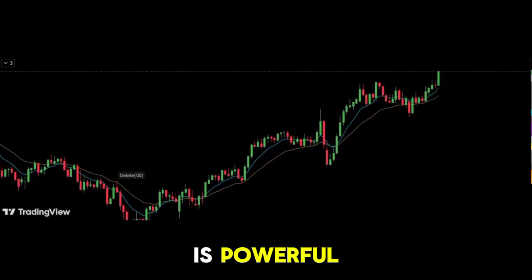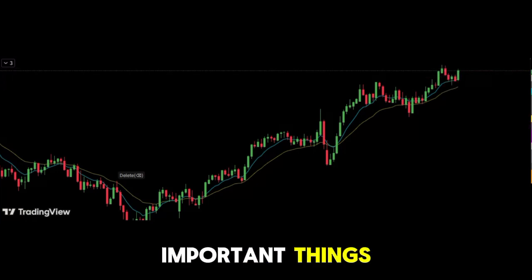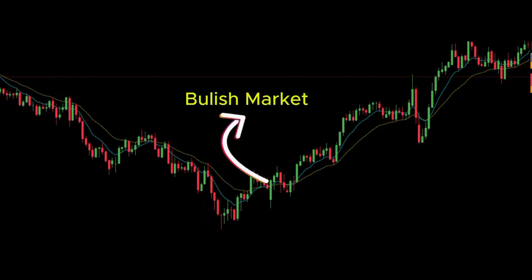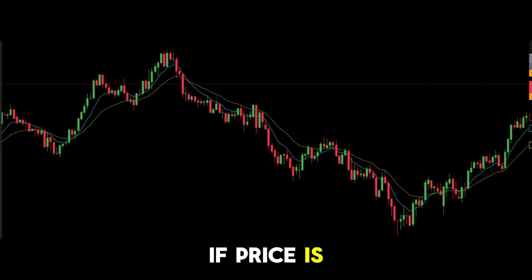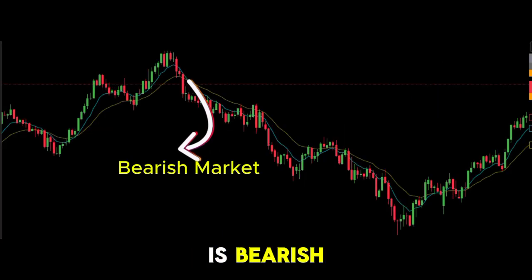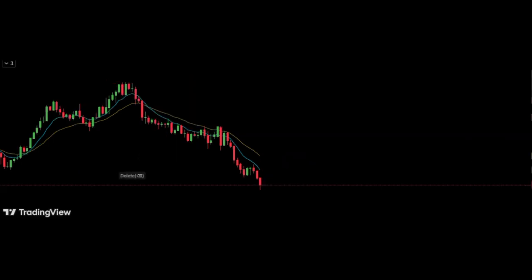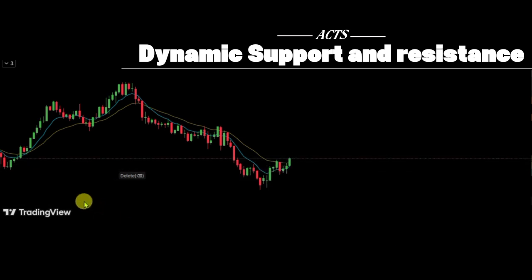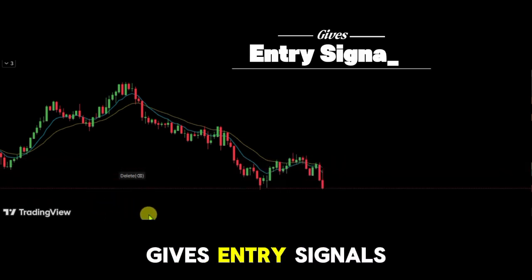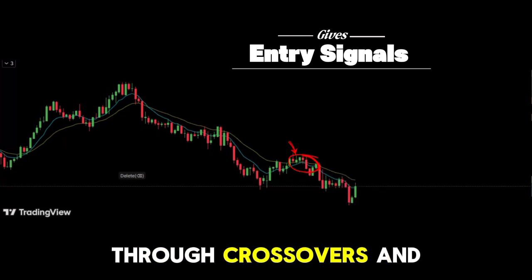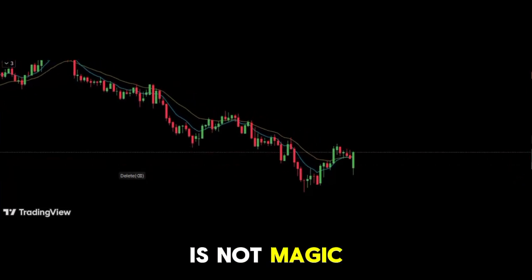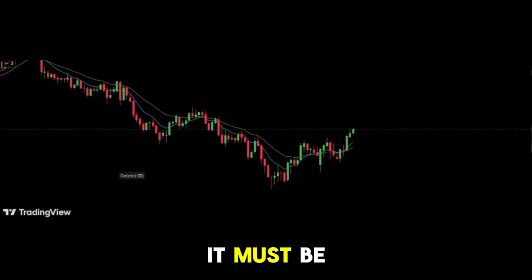So why is EMA powerful? EMA does three important things. Number one, it shows trend direction. If price is above EMA, the market is bullish. If price is below EMA, the market is bearish. Number two, it acts as dynamic support and resistance. Number three, it gives entry signals through crossovers and pullbacks. But remember, EMA is not magic. It must be used correctly.